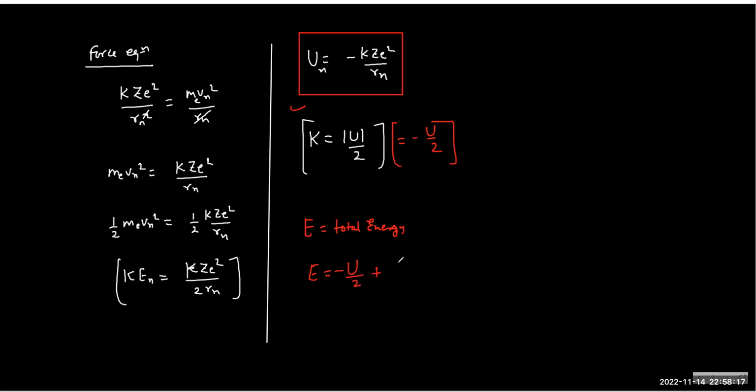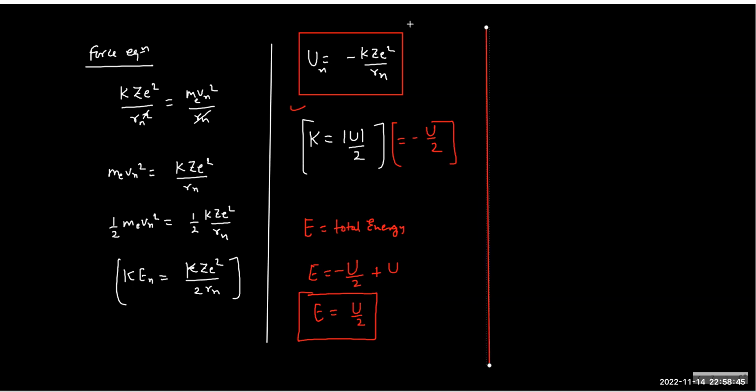And potential is U. So I need not remember anything. If I know only the potential, I can get every answer. So the total energy itself is U by 2. Total is half of the potential. This is again a formula. What is interesting to note here is that we can get rid of a lot of calculation if you just remember the total is half of potential and kinetic is minus half of potential. That's it. Very simple.